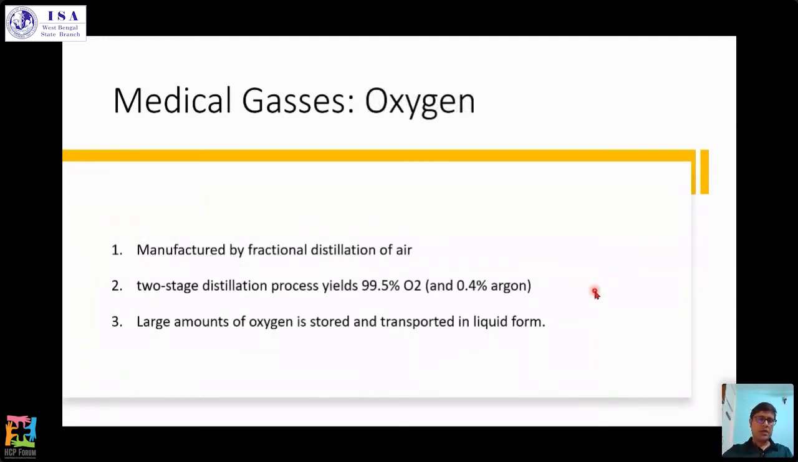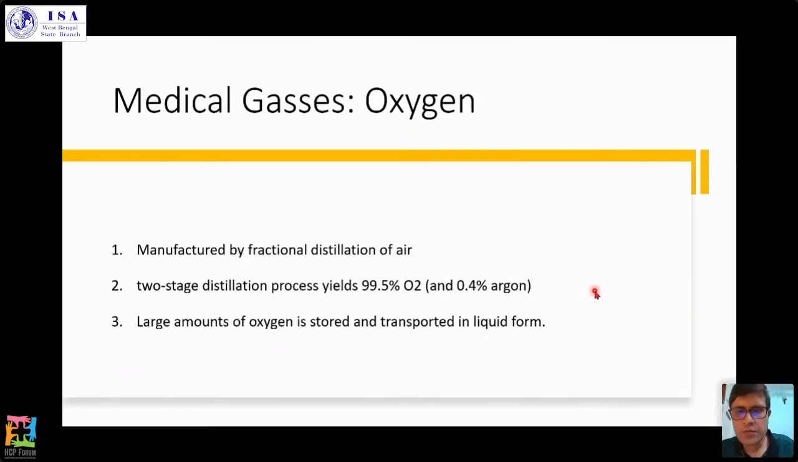Oxygen, the most important of all gases. It is omnipresent and is manufactured by fractional distillation of air. The detailed process is available. If you are interested, you can read about it. But if you go through a two-stage distillation process, it yields about 99.5% oxygen and a little bit of argon.